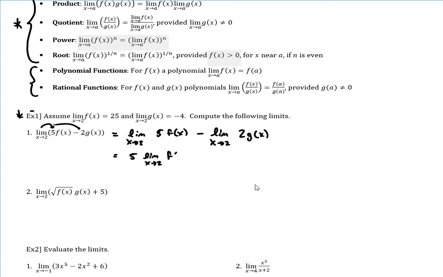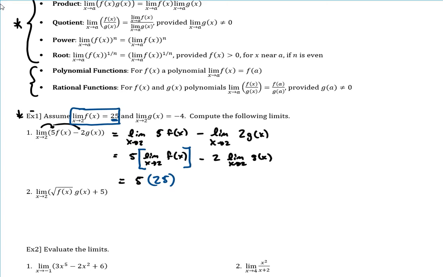So I'm going to move that right out front. So I have 5 times the limit as x goes to 2 of f(x) minus, let's put this 2 out front, the limit as x goes to 2 of g(x). And then in our problem, it told us what those were equal to. So this limit, let's box it in blue. They're saying that whole limit, so it's just a substitution. They're saying this whole thing is the same thing as 25.